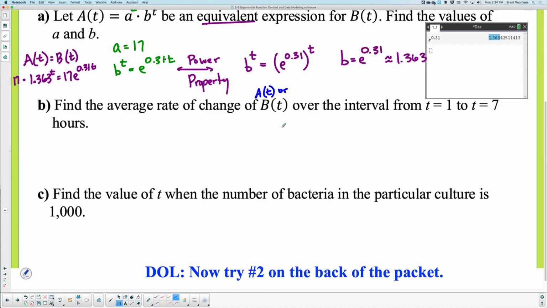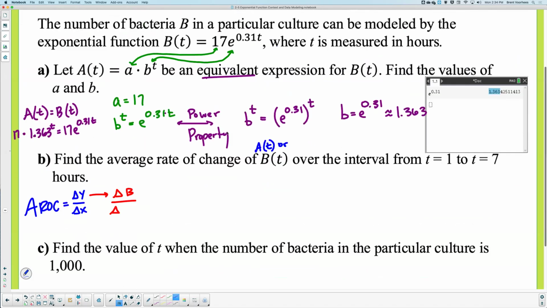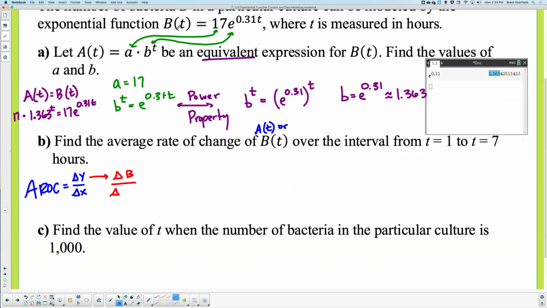No matter which one you use, you would get the same value from t equals 1 to t equals 7. Okay, so remind me, what's the formula for a rock? Delta y over delta x. And this problem, they say to use B of t. So we're going to be doing the change of the bacteria divided by what represented x in our problem. What represents x in this problem? T. So it's the change of bacteria divided by the change of time.